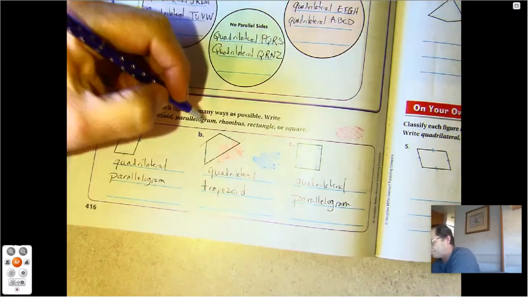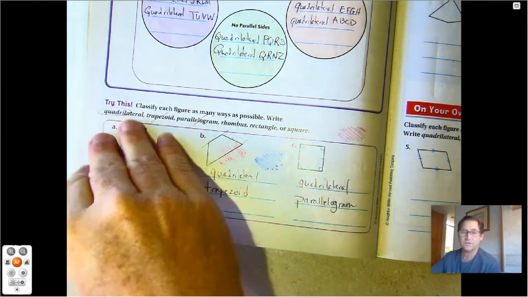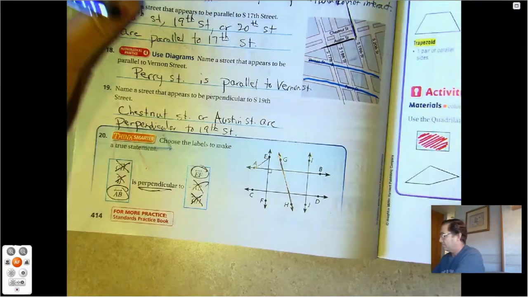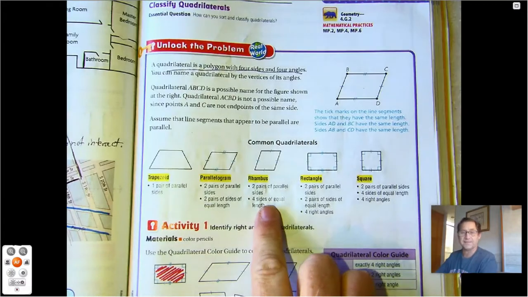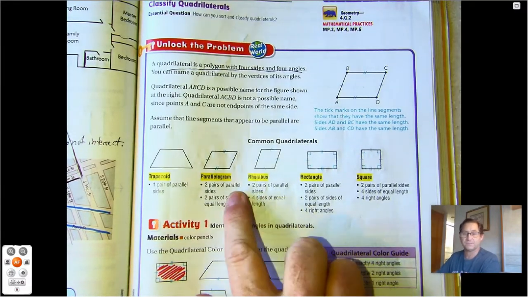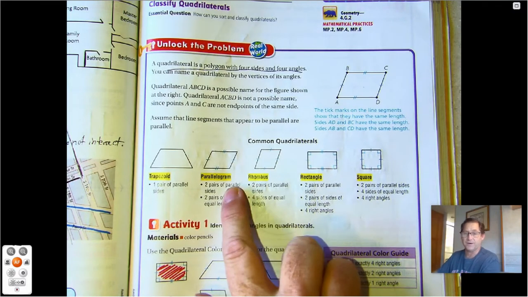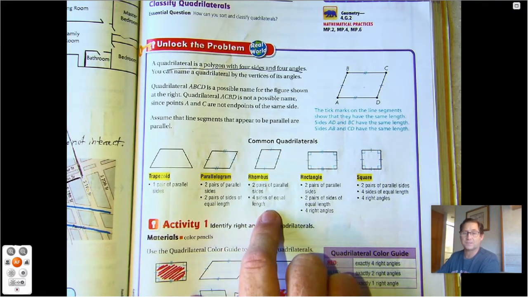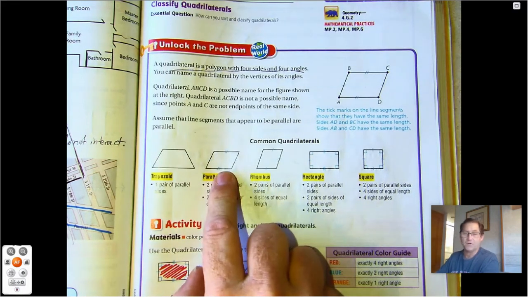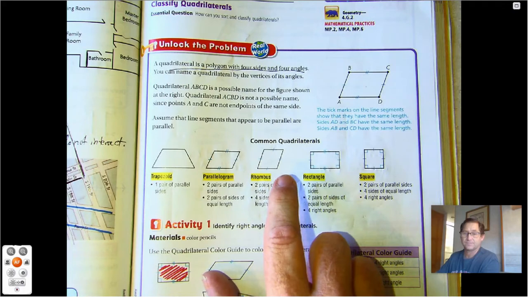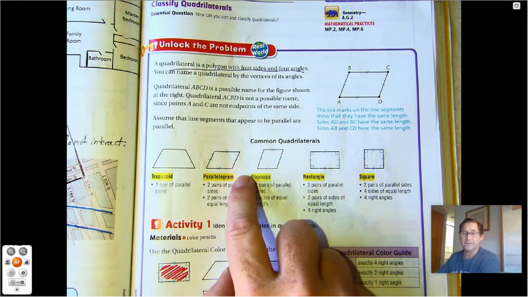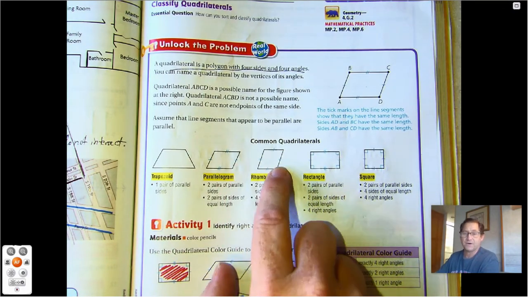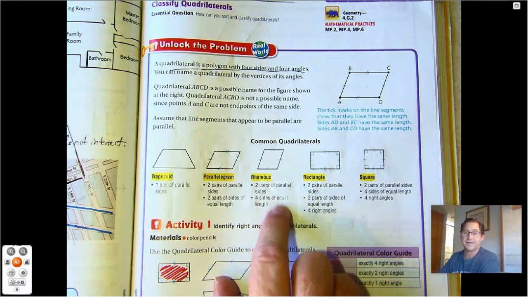Okay. A rhombus. What is a rhombus? Well, you see that the definition of a rhombus says that they have two pairs of parallel sides. So it's basically a rhombus is a parallelogram, right? And it has four sides of equal length. Okay, so this shape here is not a rhombus because it doesn't have four sides of equal length. This is a parallelogram because it has two pairs of parallel sides, and it's also a rhombus because it has four sides of equal length.